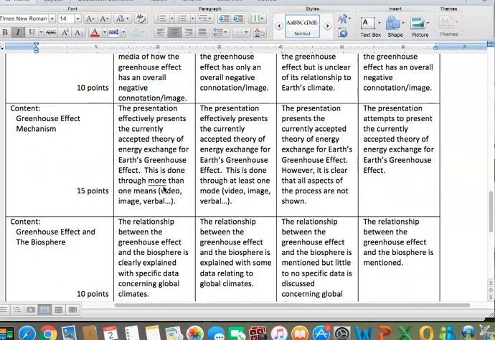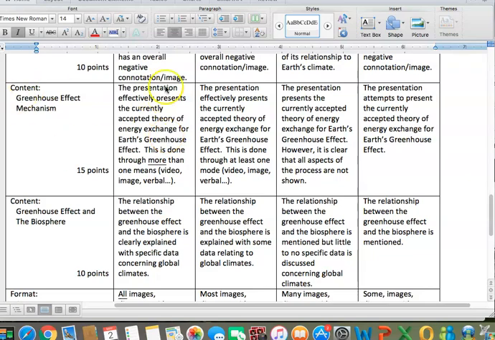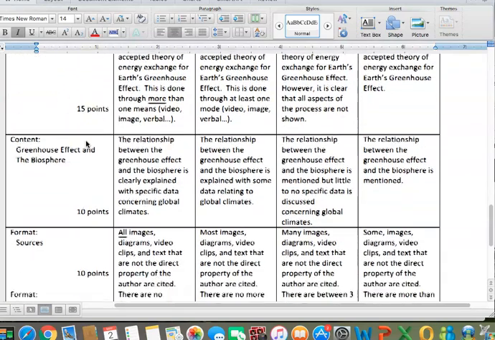The second category, worth 15 points, the greenhouse effect's mechanism. The presentation that you're going to be producing effectively presents the currently accepted theory of energy exchange for Earth's greenhouse effect. So why might we think this could be a negative thing? This is done through more than one means: video, image, verbal, handwritten, whatever you would like to. Just make sure that you have more than 2 sources of media to help your explanation with the greenhouse effect.